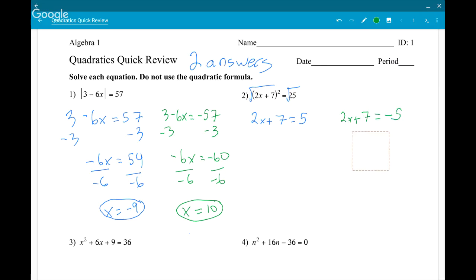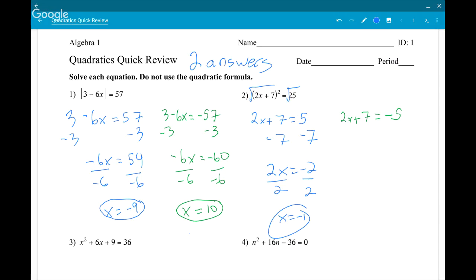Okay, and the reason that we're going to do that, sorry about that. The reason we're going to do that is because if you square 5 and if you square negative 5, both of those would get you 25. So really, when we're taking the square root there, we're going to now solve both of those equations. Okay, solve for x, subtract 7, 2x equals negative 2, divide by 2, x equals negative 1.